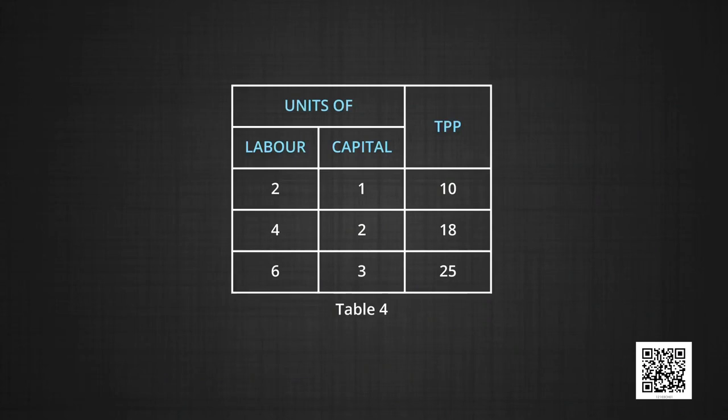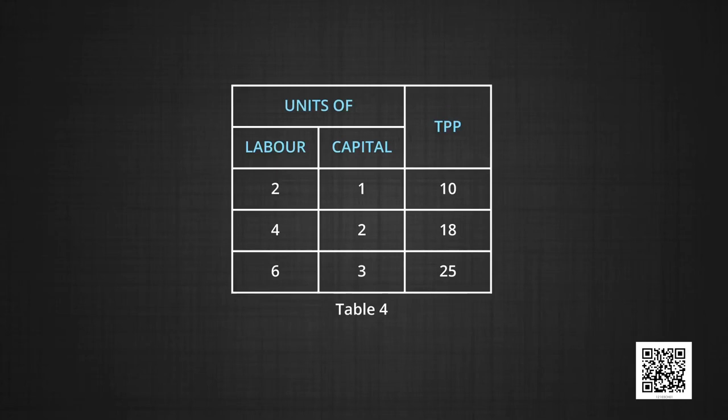Here, when labor is doubled from 2 units to 4 units and capital is simultaneously doubled from 1 to 2 units, output increases from 10 units to 18 units. You can see that a 100% increase in both inputs has brought about an 80% increase in output. Output has increased, but it has increased less than inputs in proportionate terms.